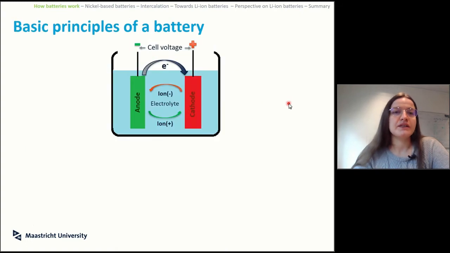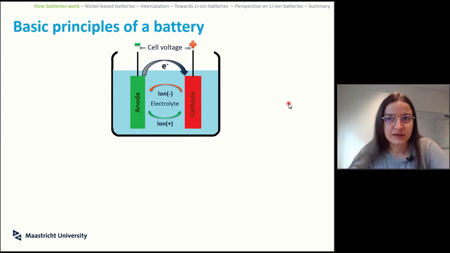So what is the basic principle of a battery? What is a battery? A battery in itself is an electrochemical cell. So you want to do tricks with electricity based on the chemistry. So you need three components for a battery every time. You need an anode, you need a cathode, and you need the electrolyte.